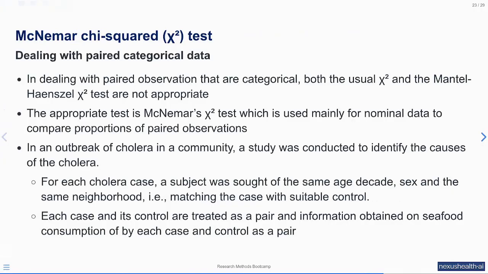paired observations. So as an example, in an outbreak of cholera in a community, a study was conducted to identify the causes of the cholera. So for each cholera case, a subject was sought of the same age decade, sex, and the same neighborhood. So in other words, we matched the cases with suitable controls. We matched them on age, on gender, and residence. Each case and its control are treated as a pair, and the information obtained on seafood consumption by each case and control is a pair.